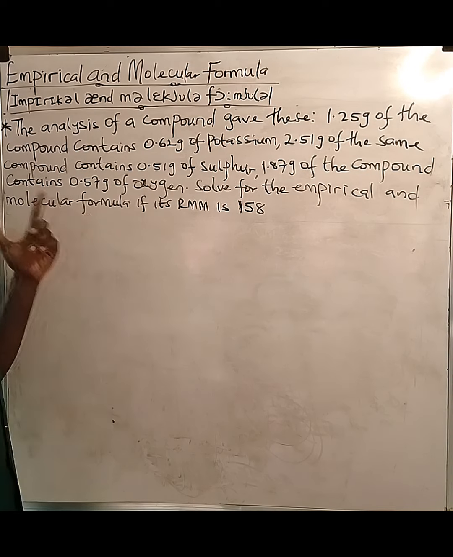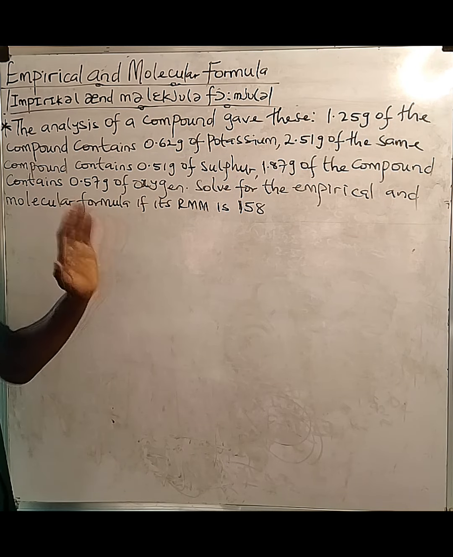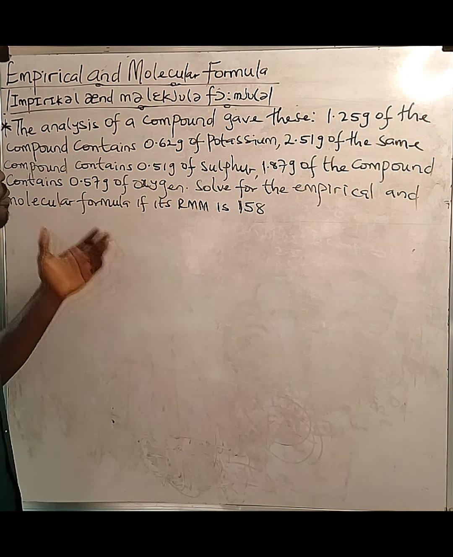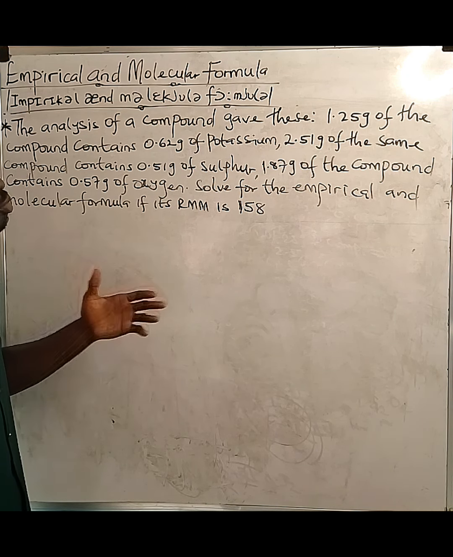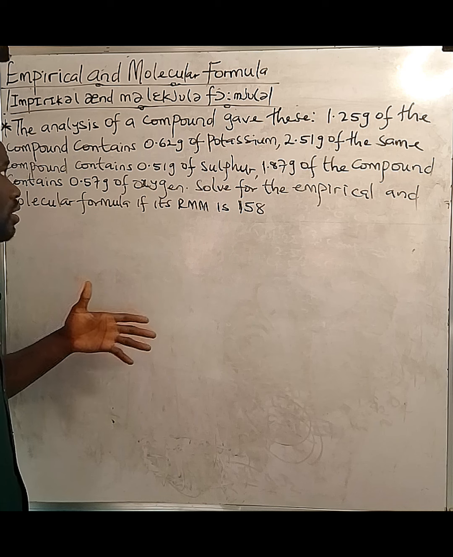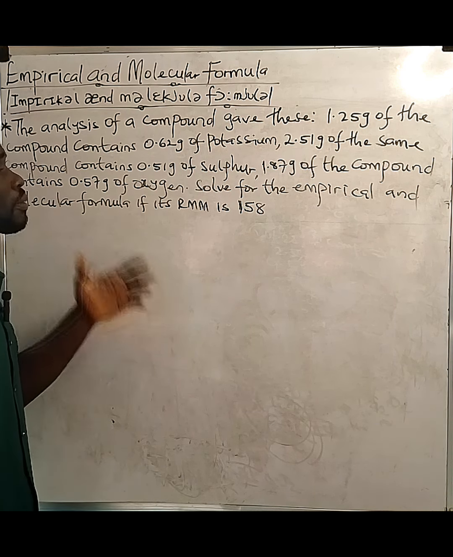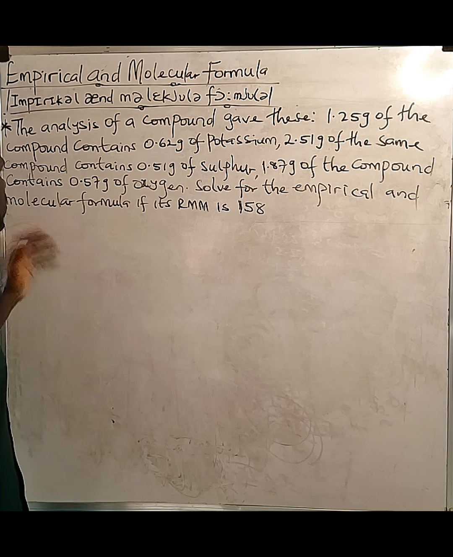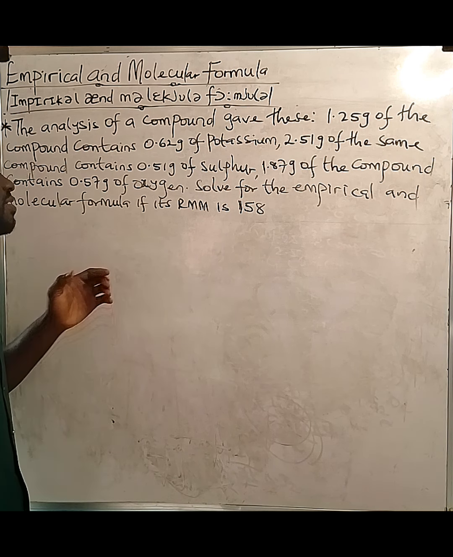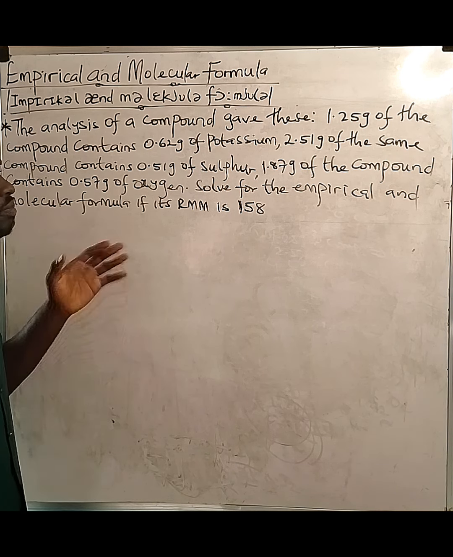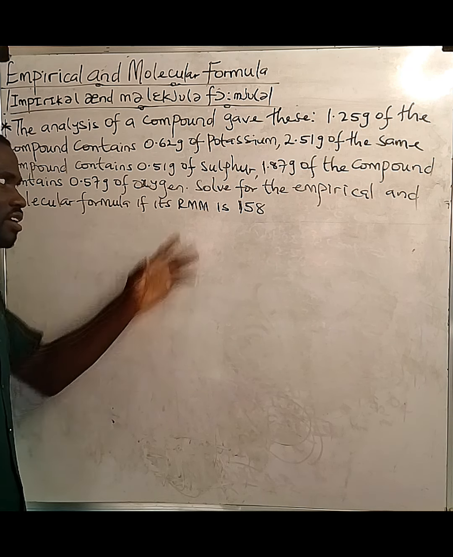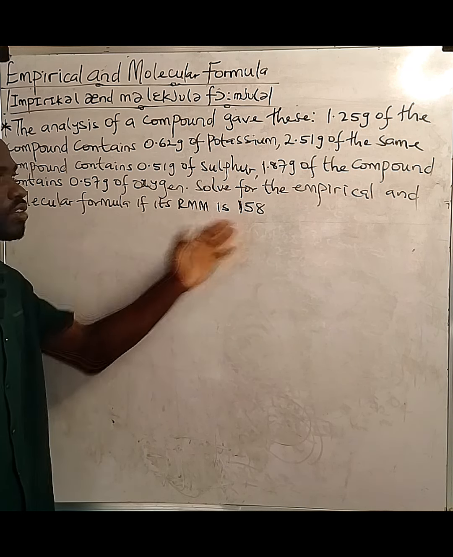Now we're given this: the analysis of a compound gave this. 1.25 gram of the compound contains 0.62 gram of potassium. 2.51 gram of the same compound contains 0.51 gram of sulfur. 1.87 gram of the compound contains 0.57 gram of oxygen. For the empirical and molecular formula, the RMM, that is relative molecular mass, is 158.